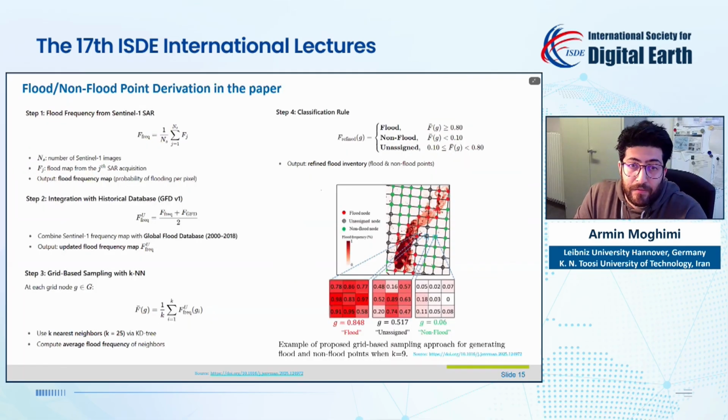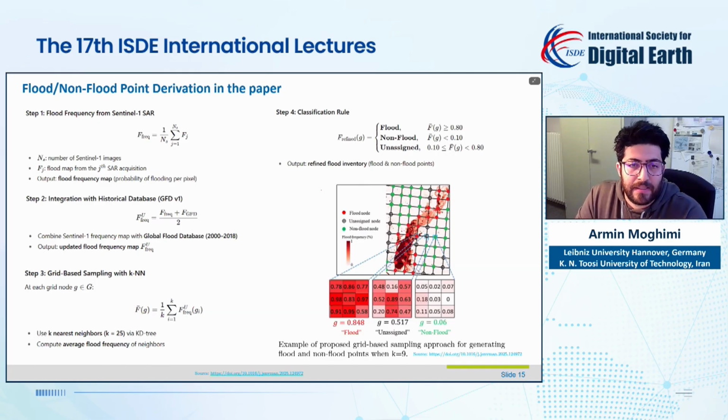In terms of the sampling, which is very important, once the flooded areas are detected and refined, they are aggregated across multiple Sentinel-1 acquisitions to build a flood frequency map, which represents the proportion of times each pixel has been flooded. To make this more robust, the frequency map is combined with historical flood records from the global flood dataset, resulting in an updated flood frequency map that reflects both recent observation and long-term patterns.